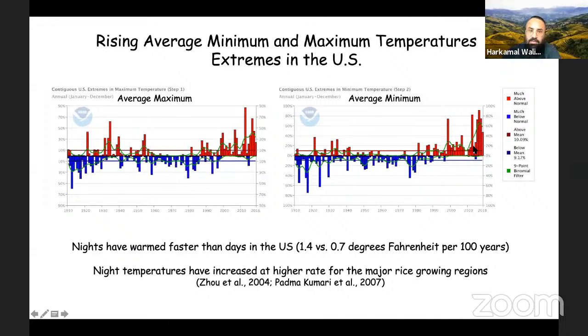Based on NOAA's calculations, in the U.S. the nights have warmed up at twice the rate. There's about a 1.4 degree Fahrenheit increase in nighttime temperature compared to about 0.7 degrees Fahrenheit in daytime temperature. This becomes relevant not only for North America and the US, as I showed on the global map. Several studies have now clearly indicated that many regions that grow rice, which is what I have studied, along with wheat, have had a much higher rate of increase in nighttime temperature.